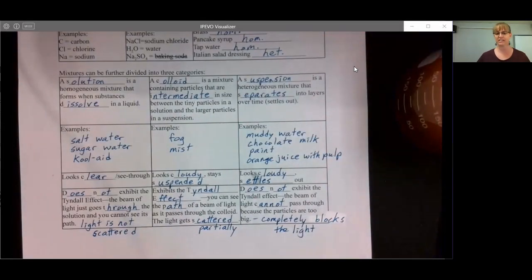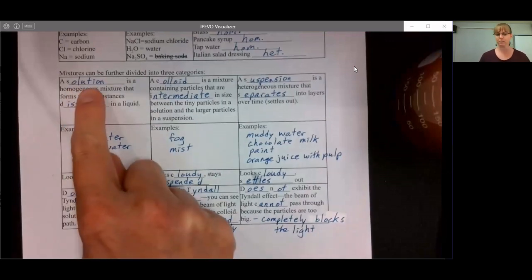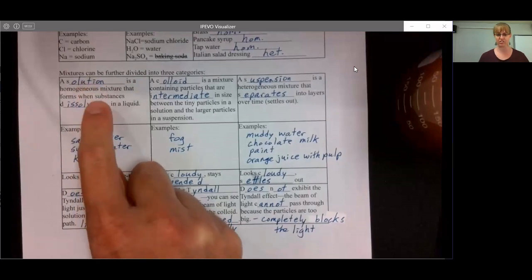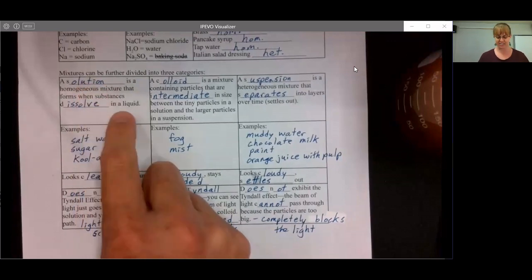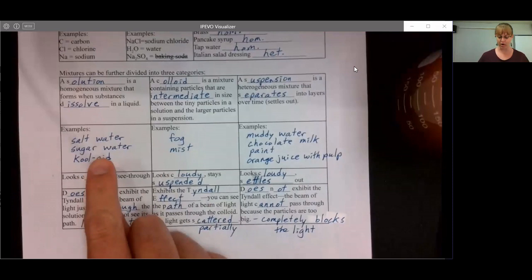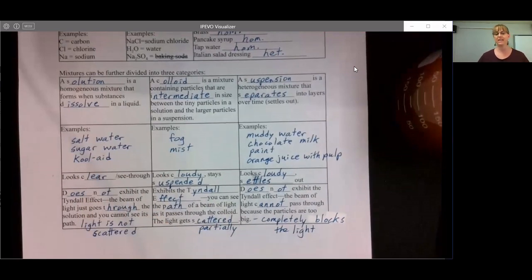Next, let's take a look at some different types of mixtures under the categories of homogeneous and heterogeneous. An example of a homogeneous mixture is a solution. A solution is a liquid homogeneous mixture when something dissolves in a liquid. For example, salt water, sugar water, or Kool-Aid are all things that are dissolved in the water, making a homogeneous solution. A solution looks clear or see-through, and it does not exhibit the Tyndall effect. The Tyndall effect is when you can see the beam of light.